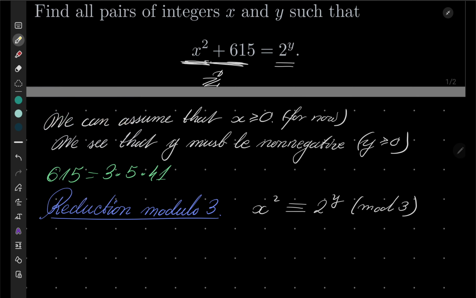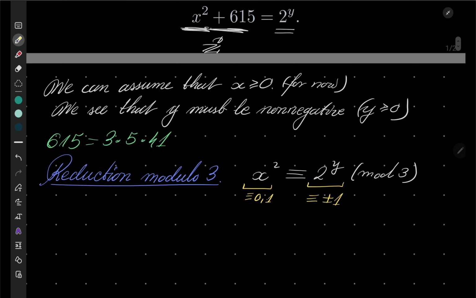Now, let's notice the following thing. The right-hand side is never divisible by 3, because a power of 2 is never divisible by 3, it's obvious. So the right-hand side is congruent either to 1 or minus 1. But the left-hand side is congruent to 0 or 1. It's pretty easy to check that the square of an integer is never congruent to 2 modulo 3. So if this is the case, it must be true that 2 to the power of y must be congruent to 1 modulo 3.